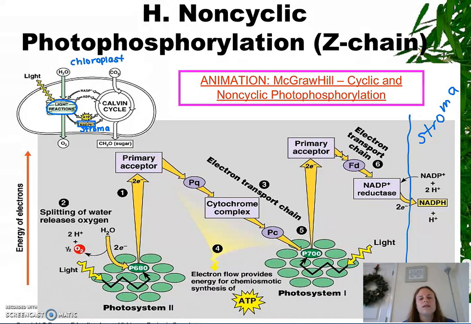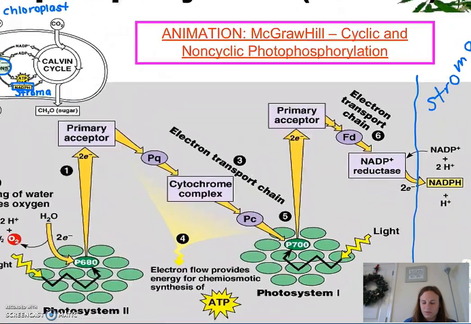All right, so now let's dive into annotating the image. Once we're done annotating the image, I'm going to go back and address all the questions in the note packet. So we're going to start with photosystem 1.